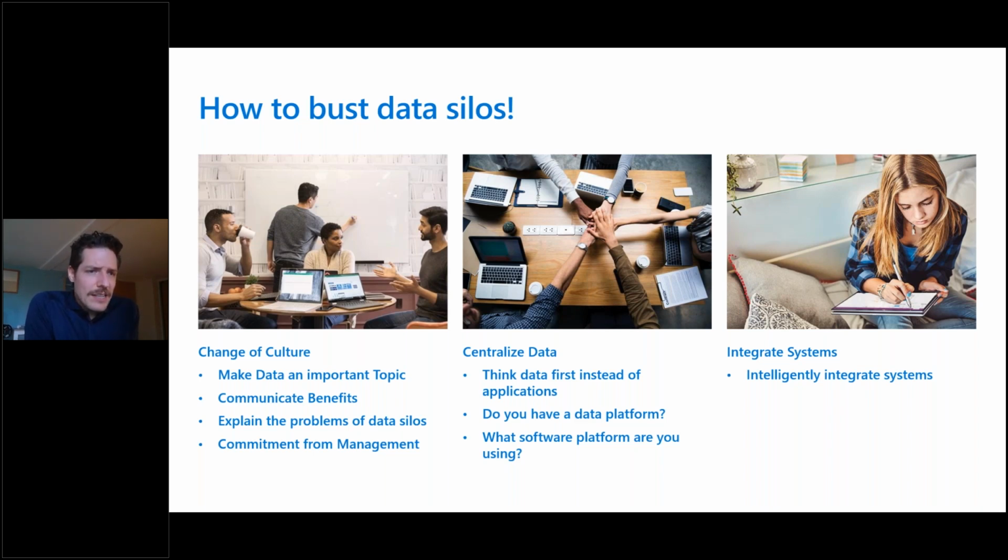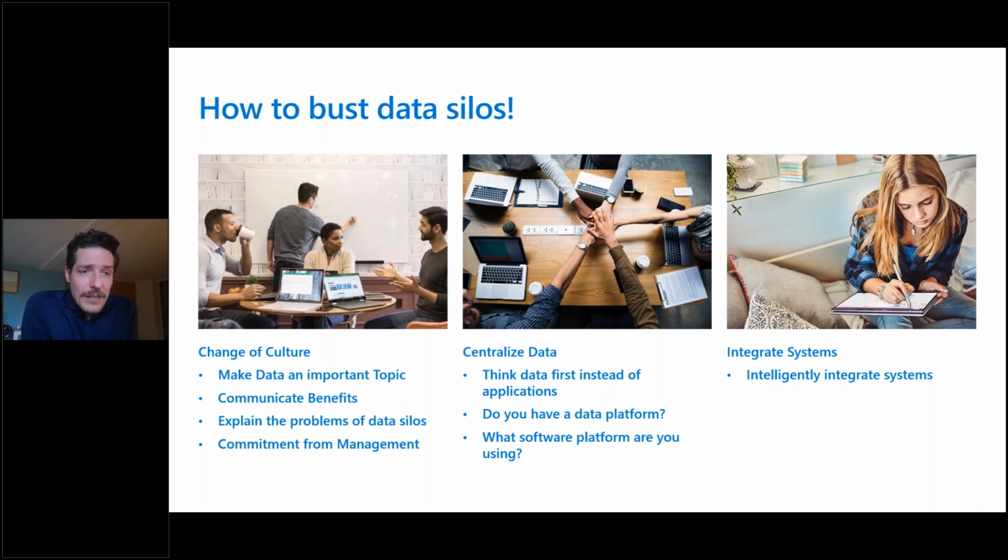And then there's two things: centralizing the data and integrating systems. It sounds almost like the same thing, but it's not. Centralizing data is all about, instead of just thinking features and functions, thinking about the data first. So where do we have our customer data? Oh, we have customer data in three different systems. Okay, so let's make sure we centralize the data about those customers.